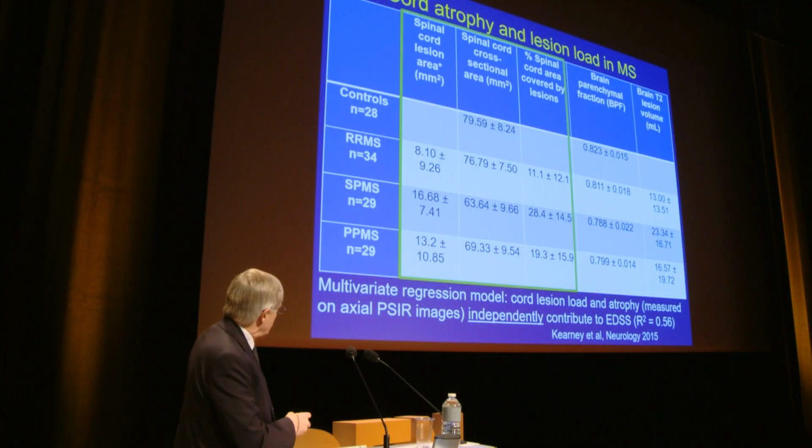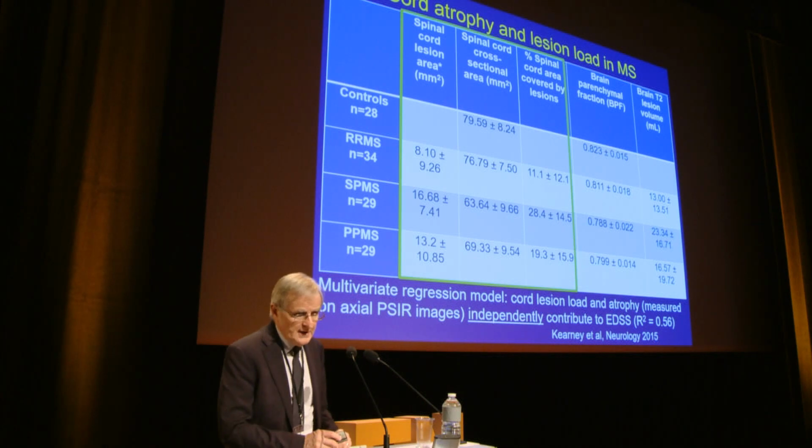He found in a multivariate model that also included brain measures, which tended to go in the same direction, more brain atrophy in secondary progressive MS, higher lesion load. But when all of these measures were put into a multivariate analysis, it was the cord lesion load and atrophy that provided independent prediction of disability. So I think these measures could be important for understanding, but also for following people with progressive MS in clinical trials, for example.